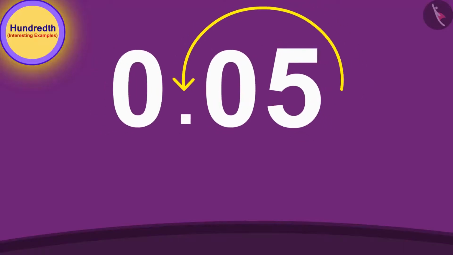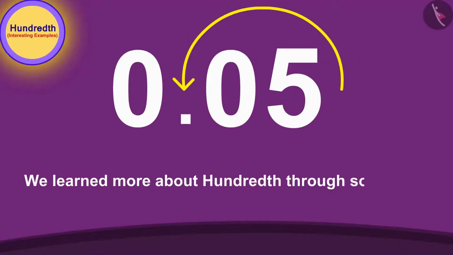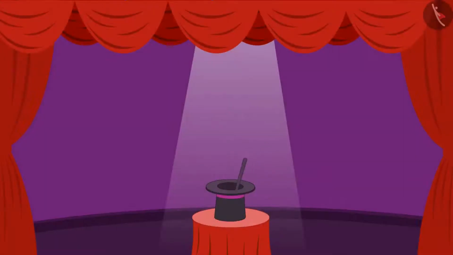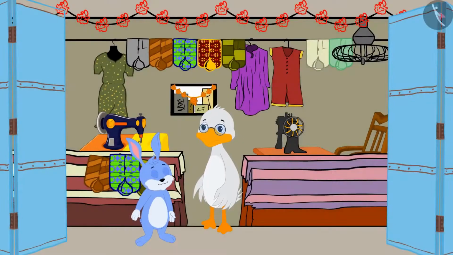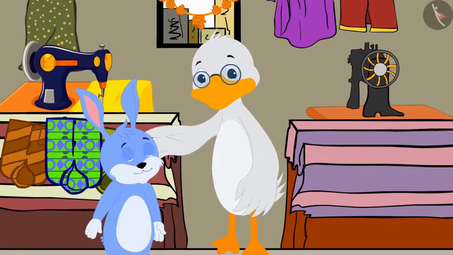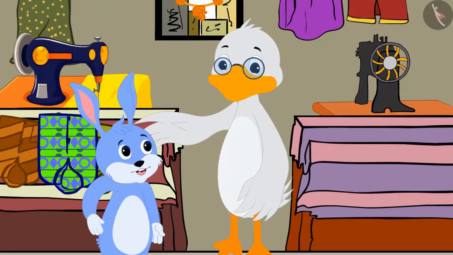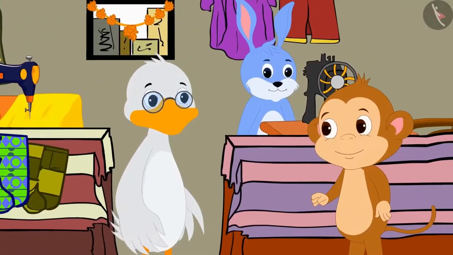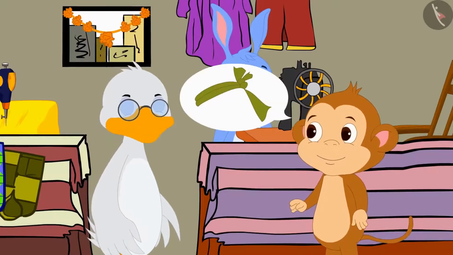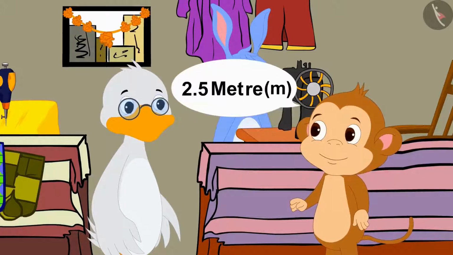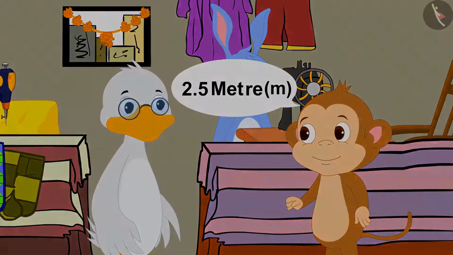Children, in the previous video, we learned more about hundredth through some interesting examples. In this video, we will see some of the misconceptions related to this. Bunny has come to help Barbole uncle at his shop today. Babban has come to buy cloth for his scarf from uncle. He asked uncle for a 2.5 meter long cloth.